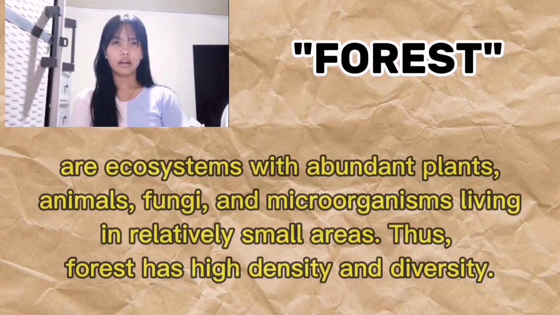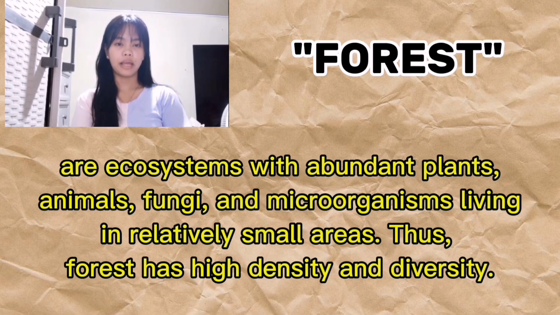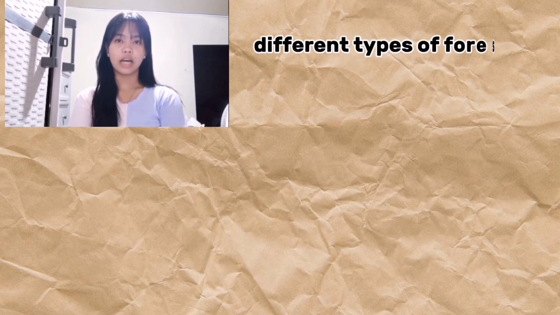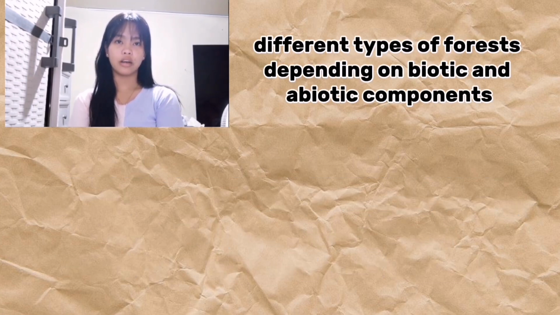So we have the forest. Forests are ecosystems with abundant plants, animals, fungi, and microorganisms living in relatively small areas. Thus, forests have high density and diversity. There are different types of forests depending on biotic and abiotic components.